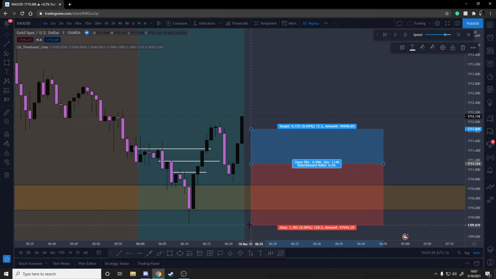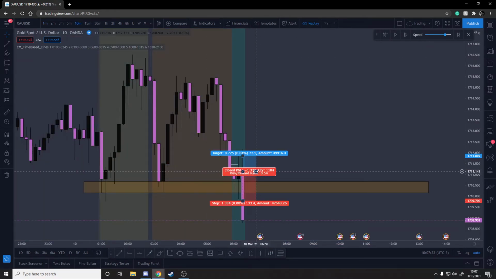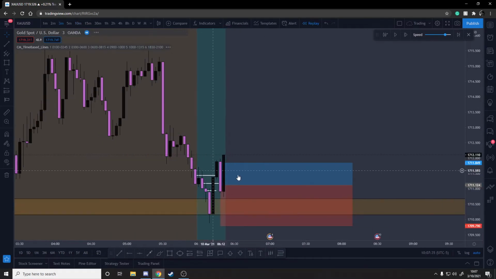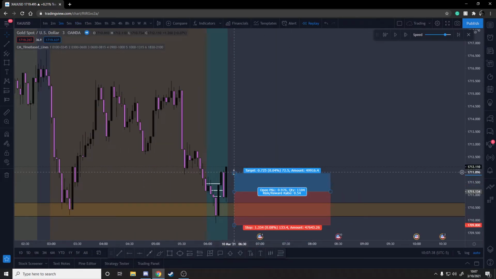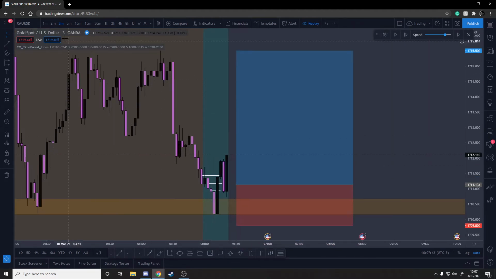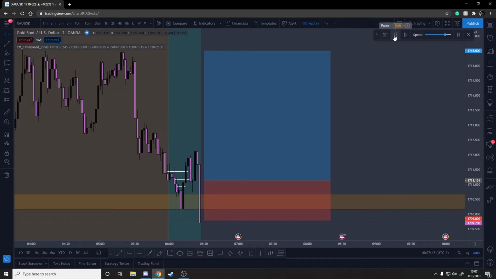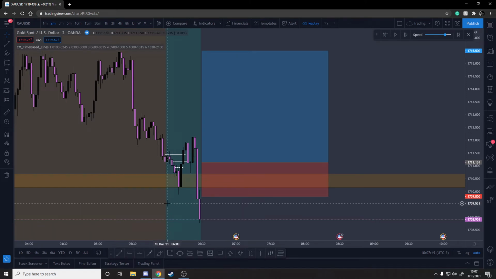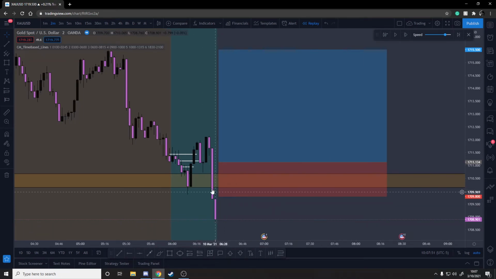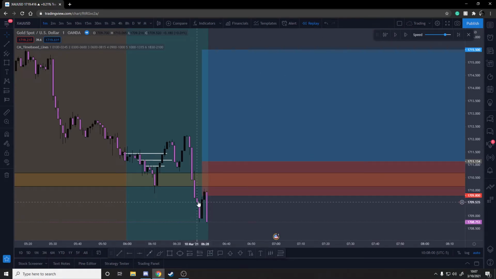Stop goes below the head, around 13 pips, and I'm going to target my session high, which is TP1 for London. So once I start playing it, we can see that I actually took a loss on this trade. Once price hit this level, I manually exited out of my trade.